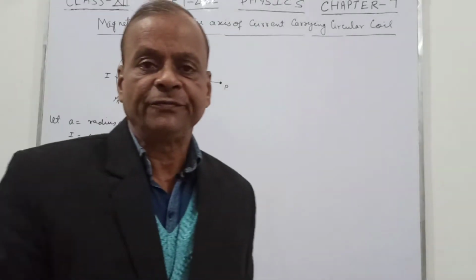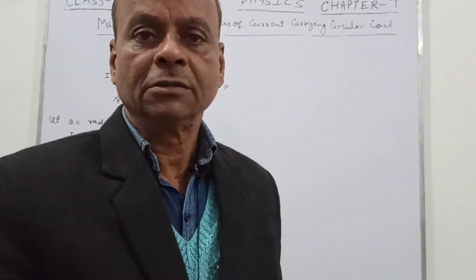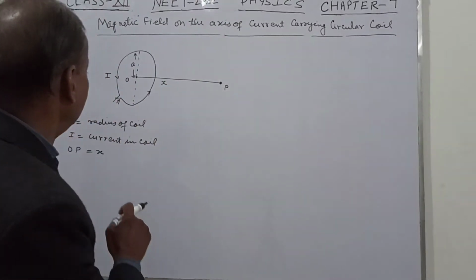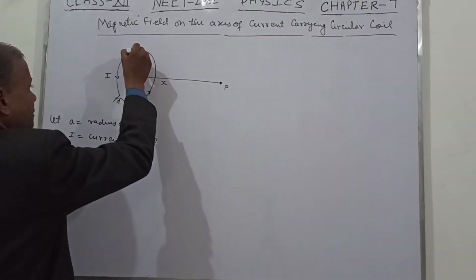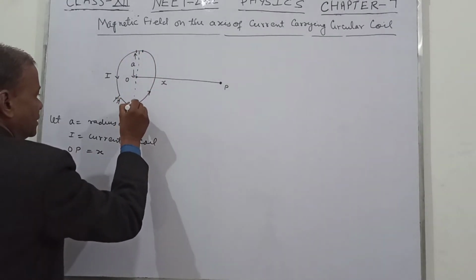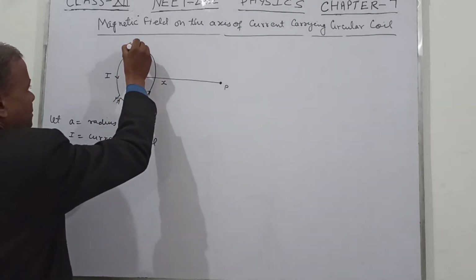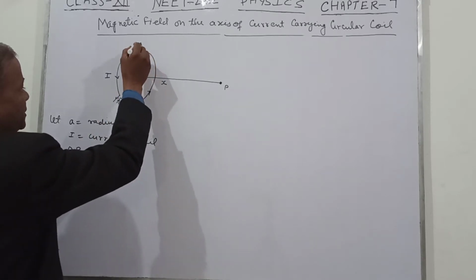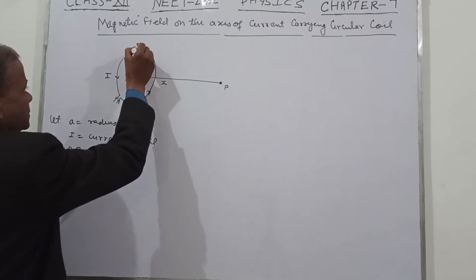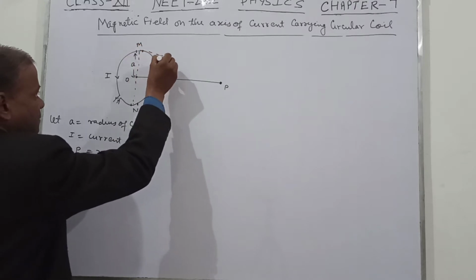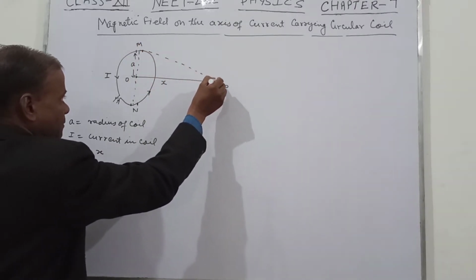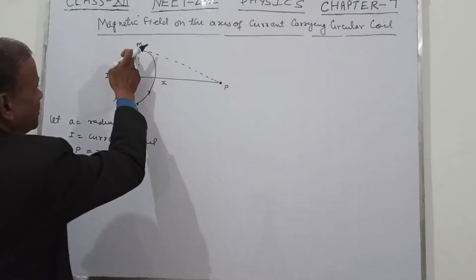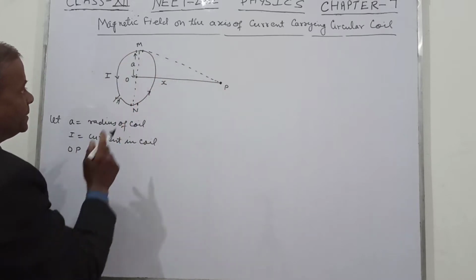So to find the magnetic field at the point P, we consider two diametrically opposite elements. Let this be the element N here, and this is the another element. Suppose this is element M, this is element N. This is of length dl, and PM is equal to R.